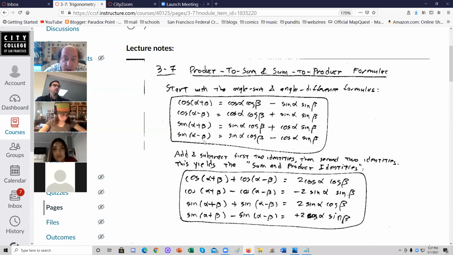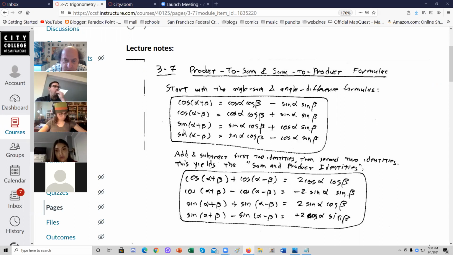Now, if we add these two identities together, cosine(alpha plus beta) plus cosine(alpha minus beta) on the left, and on the right, sine alpha sine beta cancels, and we're left with 2 cosine alpha cosine beta. If we subtract these, the coses cancel, and we're left with cosine of alpha plus beta minus cosine of alpha minus beta equals minus 2 sine alpha sine beta.